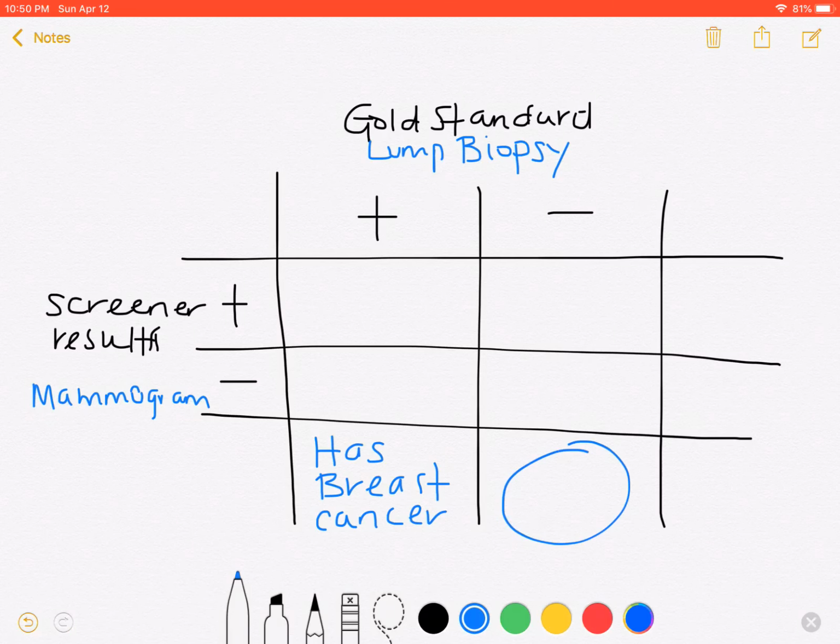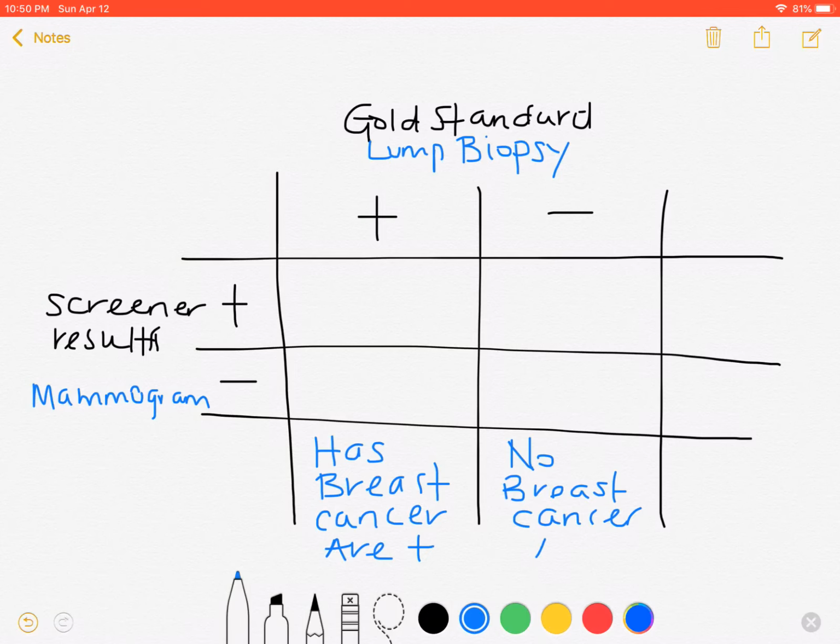Everyone in this box here, no breast cancer. So that's how you would read this. These people are positive, are actually positive. These people are actually negative.